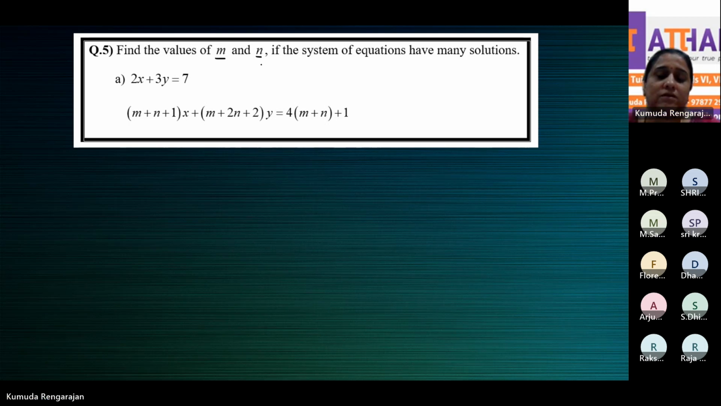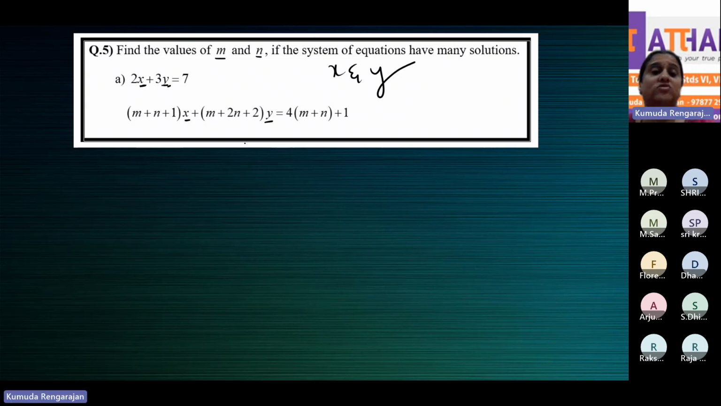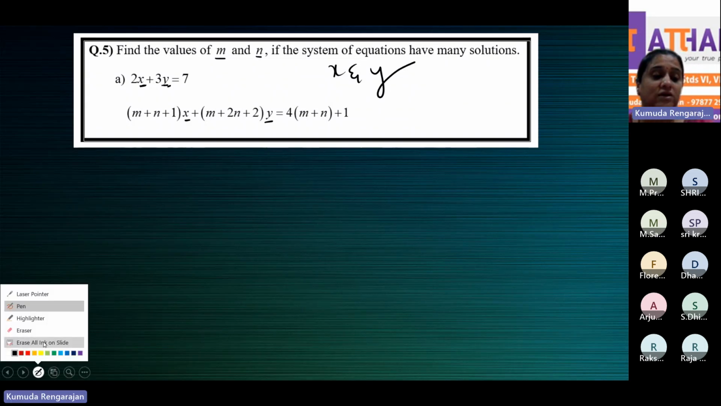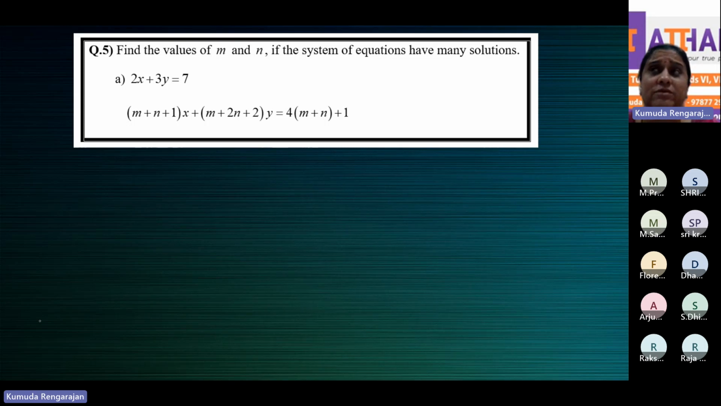See, x and y are the prime variables always. So the question is not to solve for x and y. The question is not solve and find the values of x and y. So you should not solve by the elimination method or substitution method here. You must find the values of m and n so that the system of equations have many solutions.